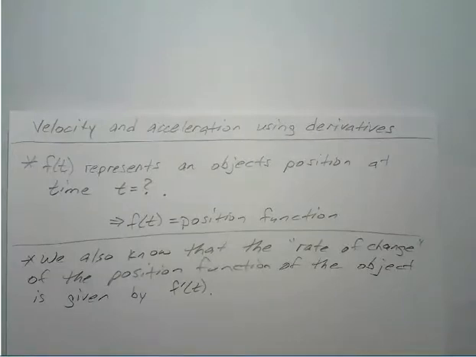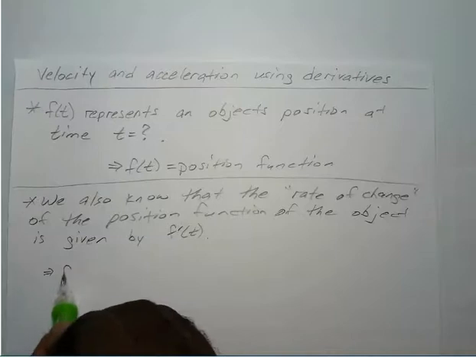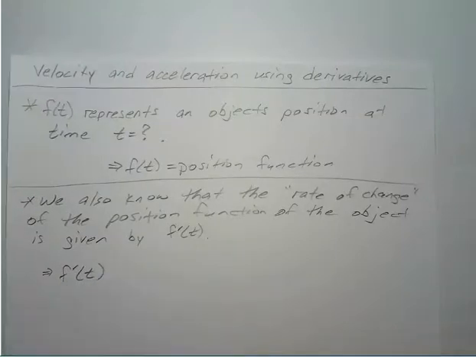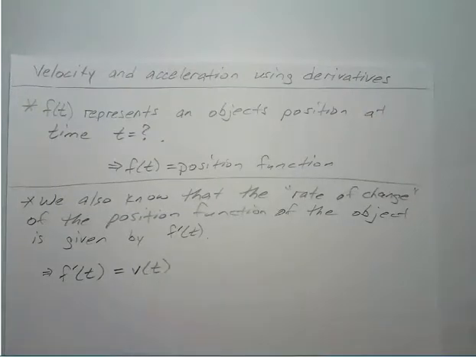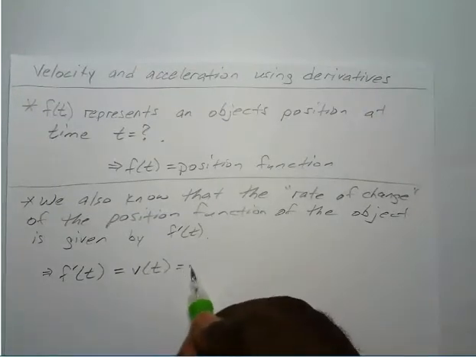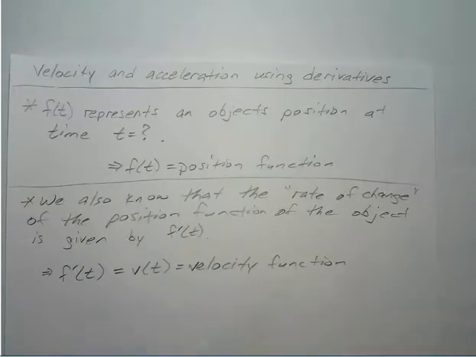Now since we're looking at the rate of change of the position function, that means our f prime of t can be denoted as the velocity function v of t. So that's your velocity function. You might see it as find v of t, you might see it as find f prime of t, depending on the question. Once again, it's more about concept than memorizing.